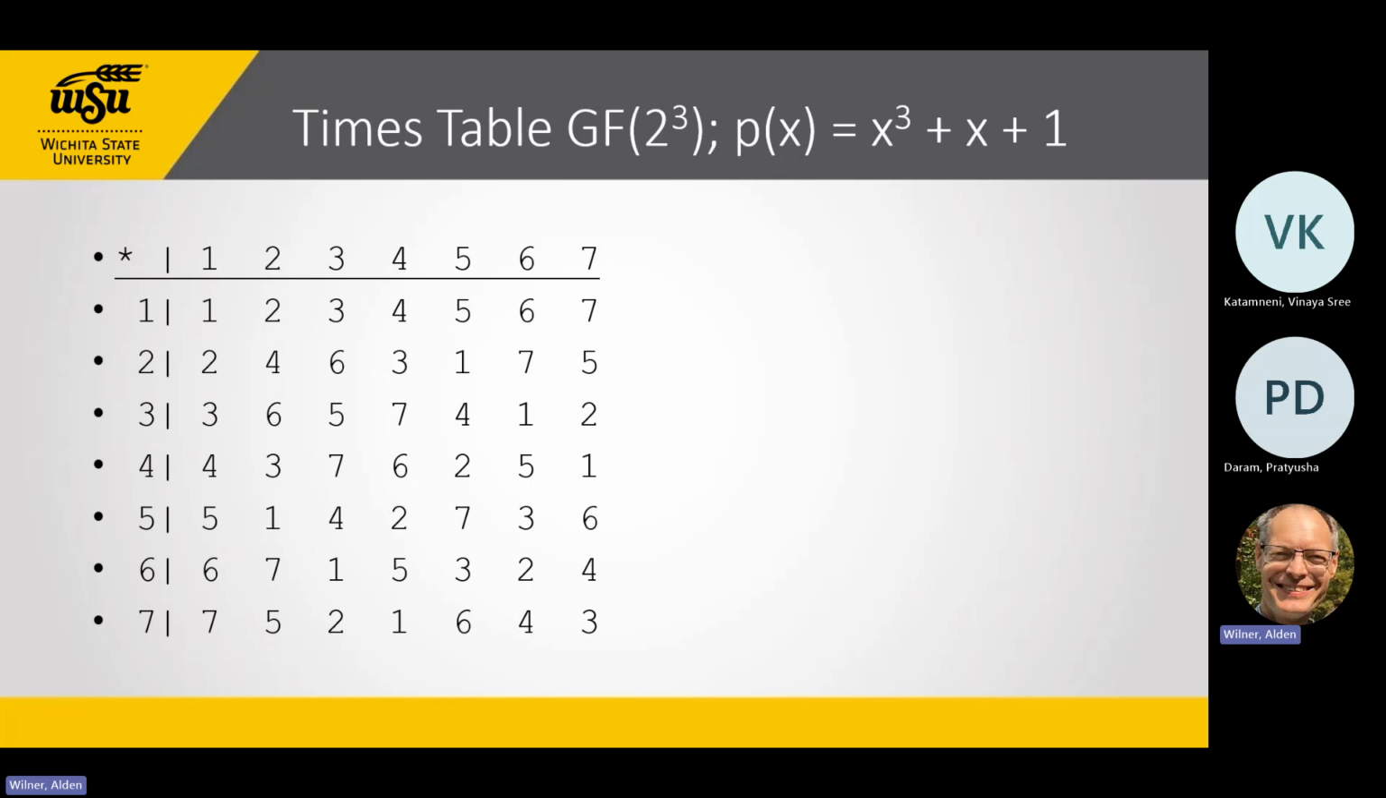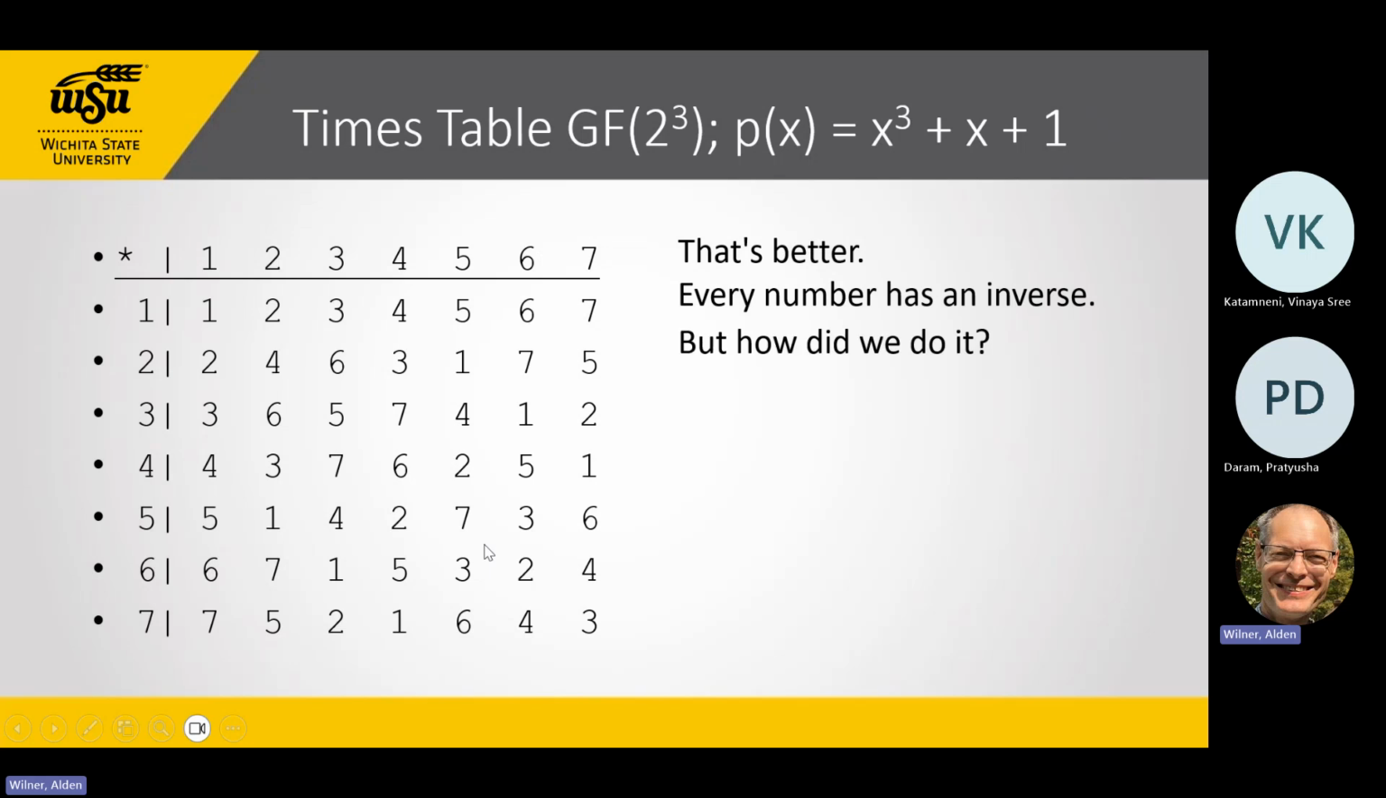So here's a times table of Galois field 2 to the third, or size 8, with primitive polynomial x cubed plus x plus 1. So as long as I use this as my primitive polynomial, this is what my multiplication table looks like. 2, 4, 6, 3, 1, 7, 5, 3, 6, 5, 7, 4, 1, 2. Every row has everything on it. There is a 1 on every row, every column. The inverse of 2 is 5. The inverse of 3 is 6, so on and so forth.